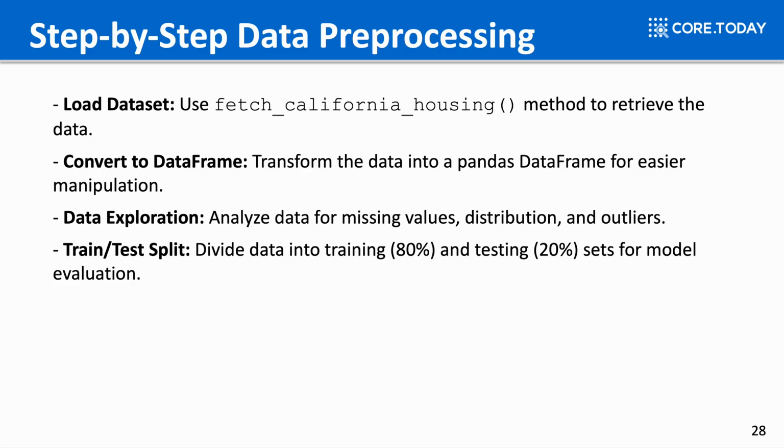Preprocessing involves loading the dataset, converting it into a manageable format like a pandas data frame, and exploring it for any anomalies. A key step is splitting the dataset into training and testing sets to prevent overfitting and validate model performance on unseen data. Keep these steps in mind whenever working on real-world machine learning problems.